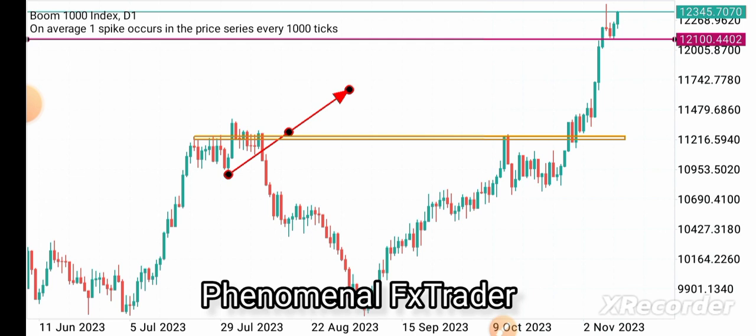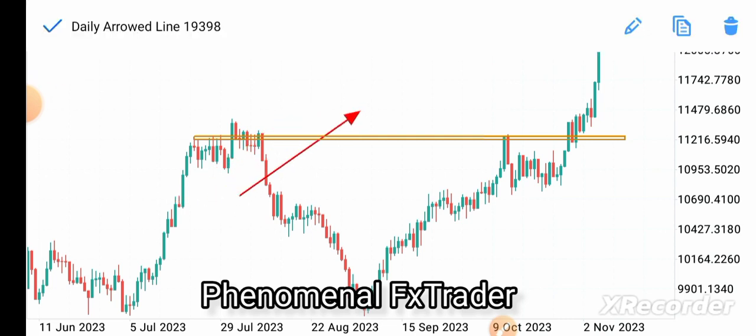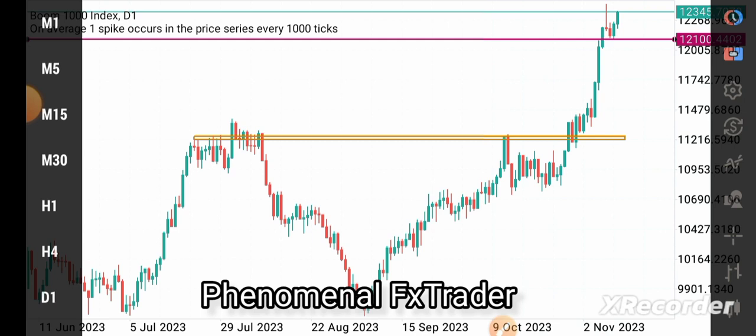So after marking out this zone on the daily time frame, we do not leave it there. We go down to the lower time frame till we get to where we can enter the market safely.